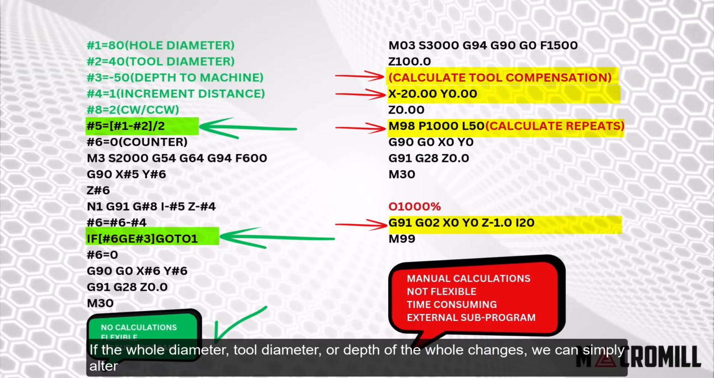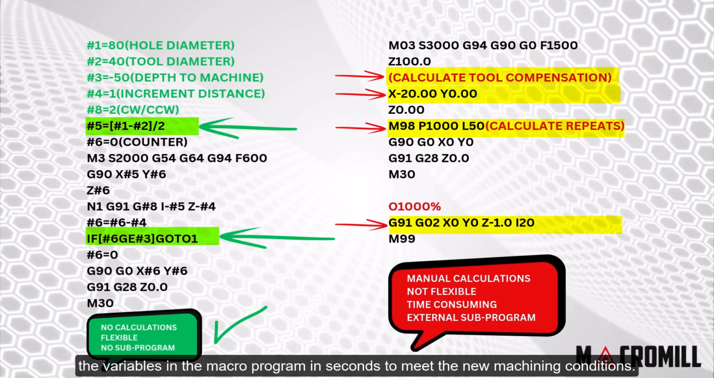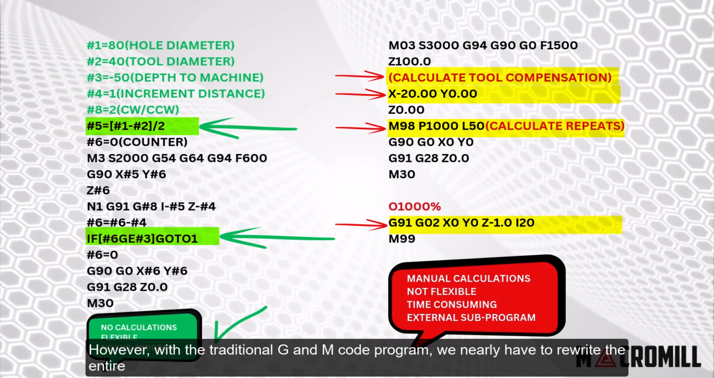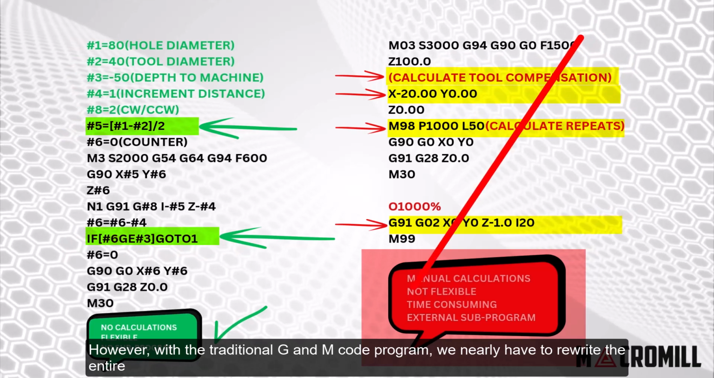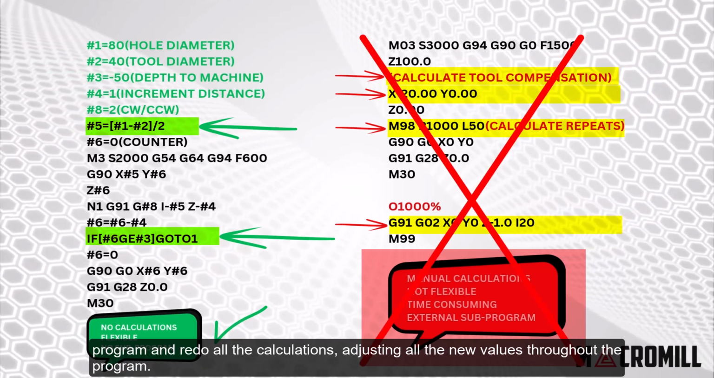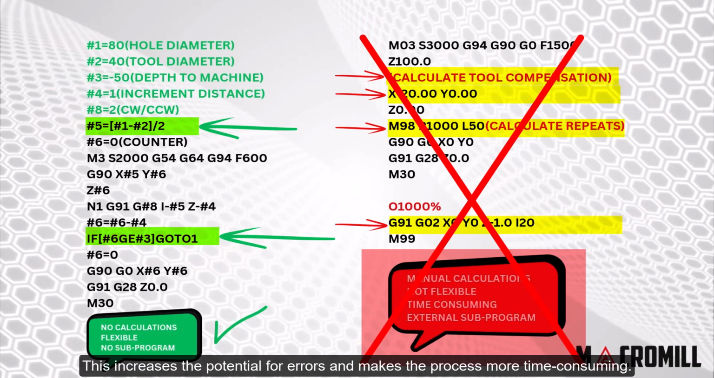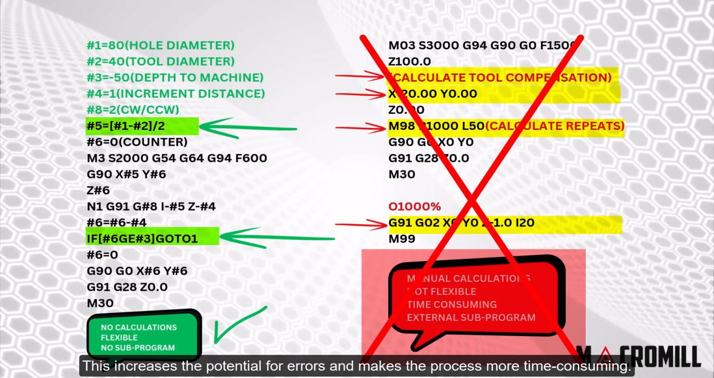The key advantage of the macro program is flexibility. If the hole diameter, tool diameter, or depth of the hole changes, we can simply alter the variables in the macro program in seconds to meet the new machining conditions. However, with the traditional G and M code program, we nearly have to rewrite the entire program and redo all the calculations, adjusting all the new values throughout the program. This increases the potential for errors and makes the process more time-consuming.